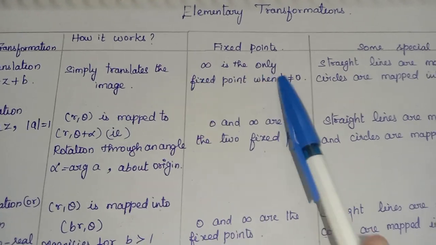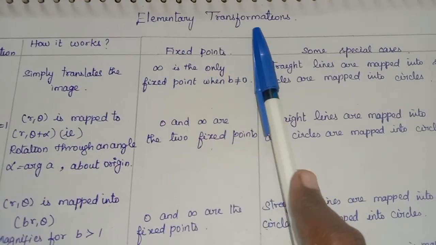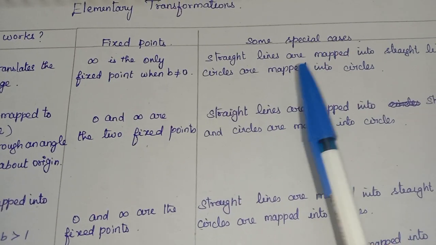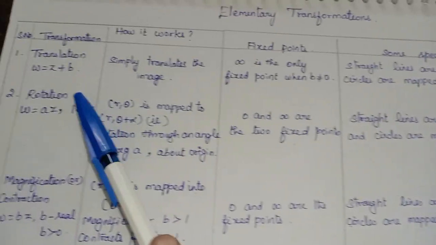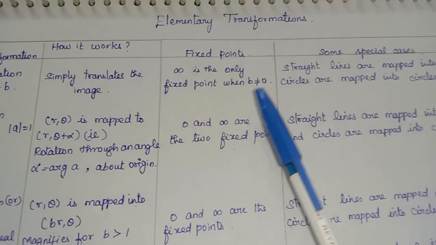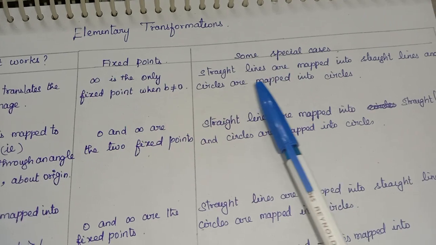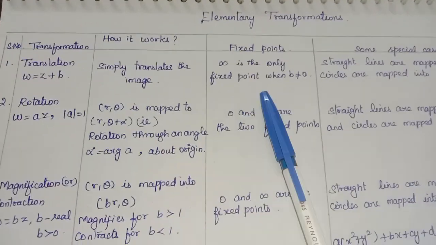Okay, so next one. Whenever we are dealing with elementary transformations, we discuss what happens to straight lines and circles under this particular transformation. I already told you, this transformation just translates, moving from one place to another without changing size, shape and orientation. So straight lines are mapped into straight lines and circles are mapped into circles. That's all. So we have seen what a translation is.